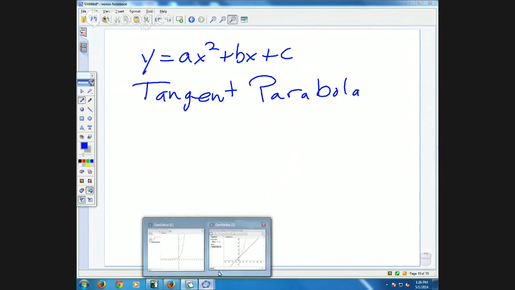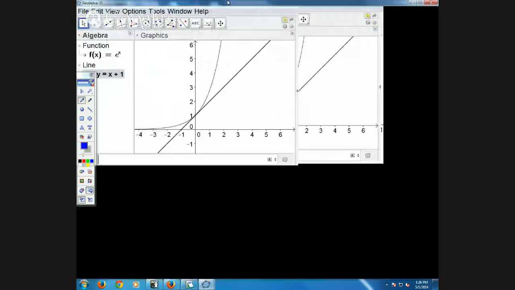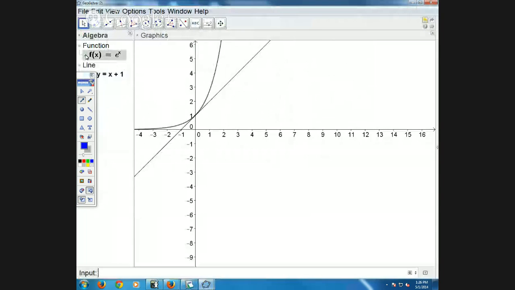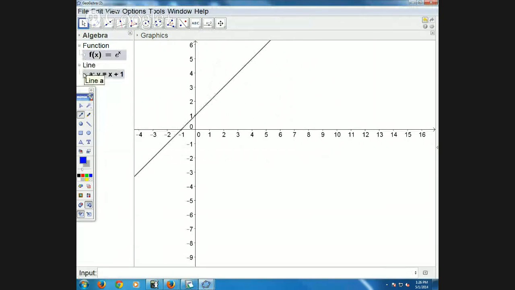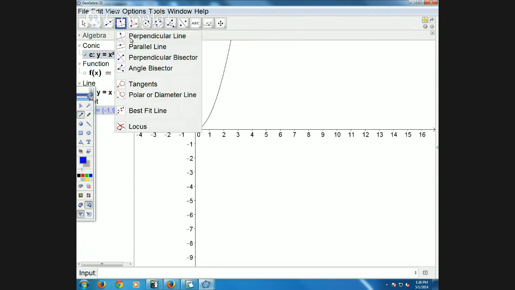So if I were to go back to this picture here and just hide these for a moment. There you go. Okay. So I'm going to graph just y equals x squared. And then I'm going to stick a point on it. Boom, point. And then I'm going to stick a tangent line on that.